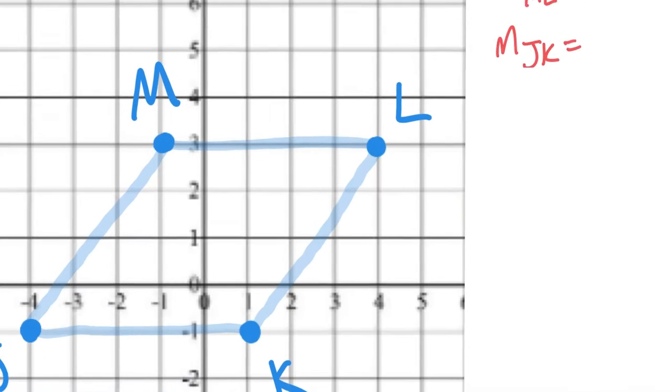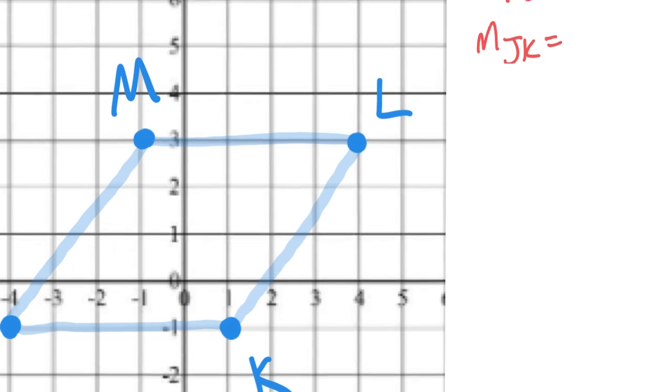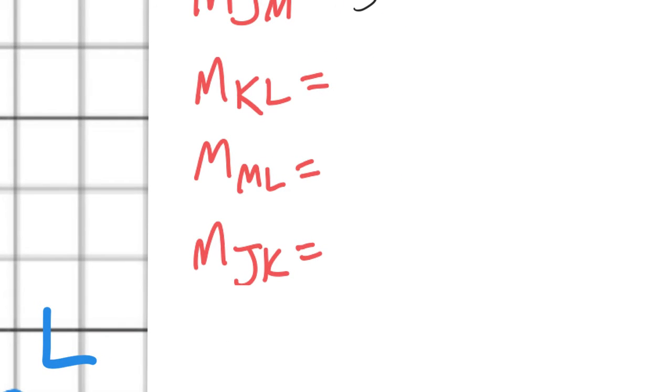What's the slope of KL? We're going to start at K. 1, 2, 3, 4. 1, 2, 3. Again, we've got 4 over 3. And so it looks like we've got two sides that are parallel.